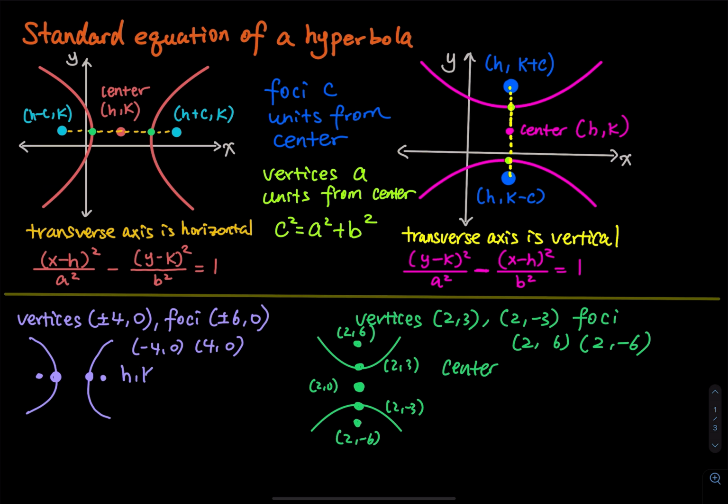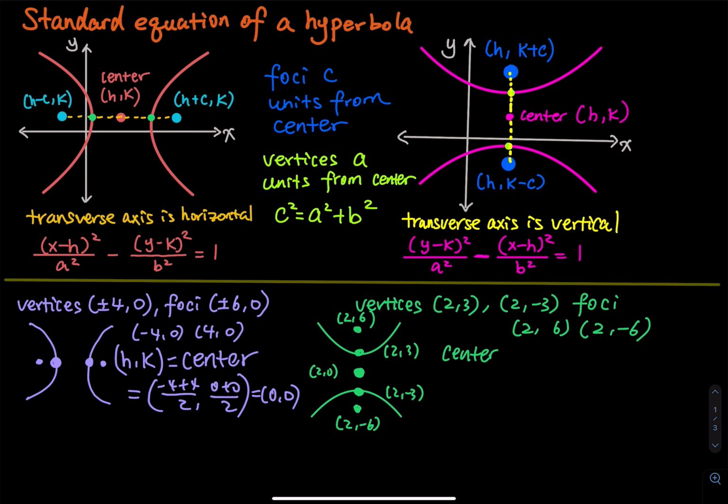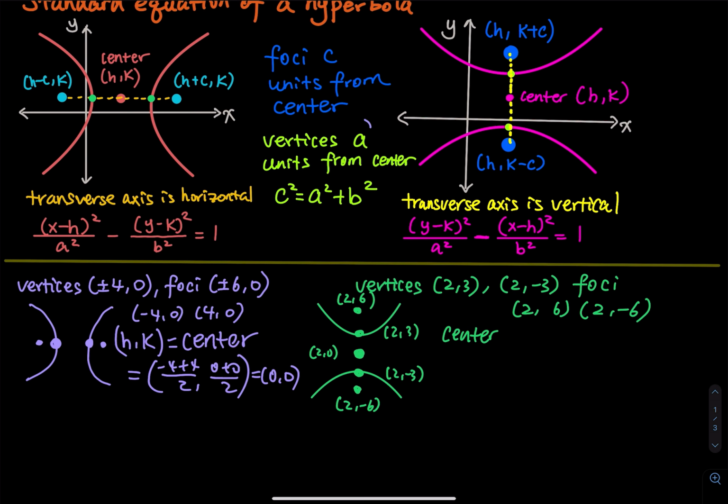(h, k) is the midpoint. The center is the midpoint, which equals (-4 plus 4) divided by 2, (0 plus 0) divided by 2, the midpoint of the two vertices. Then you have (0, 0). So that is the center. And then what is a? Read this: a is the distance from the center to the vertices. So how many units away from the center? The answer is, the vertices are what, from (0, 0)?